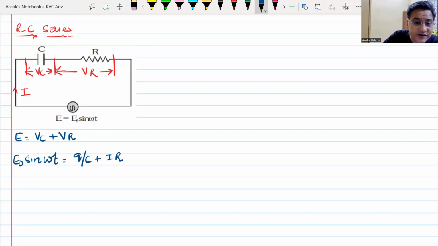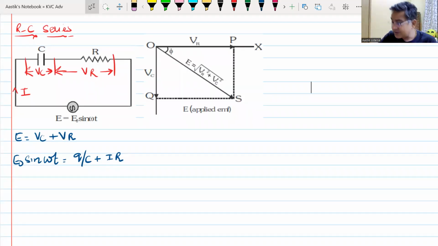Again, this becomes a differential equation. But we can solve this differential equation in a different way. How can we solve this differential equation in a different way? By phasor diagram. Very correctly said, phasor diagram. So how can we use this phasor diagram? This is a series circuit, but one thing is same across both the elements. What is that same thing across both the elements? Current. The current is same.